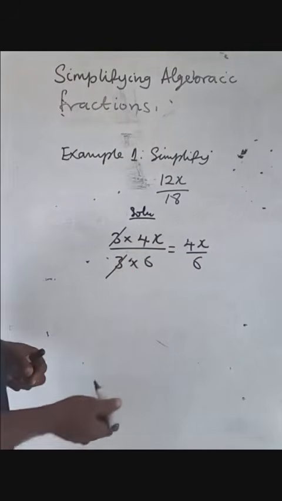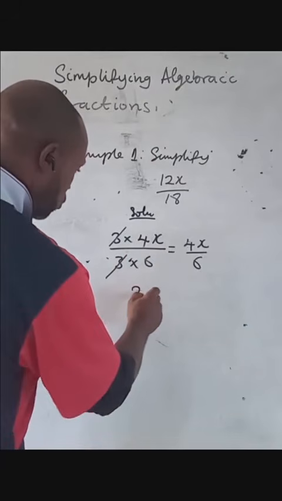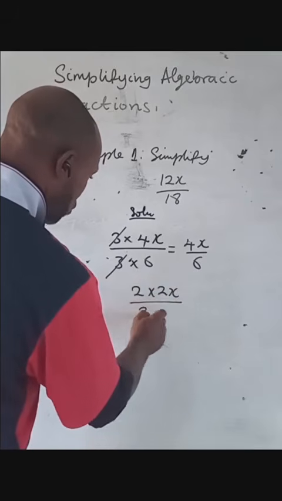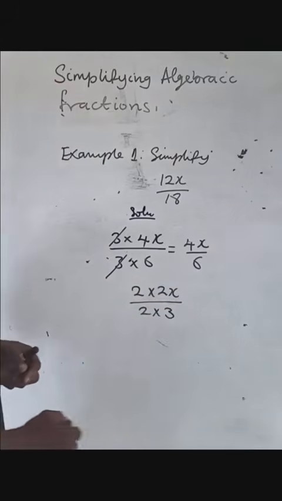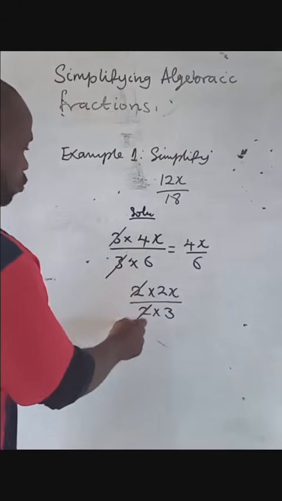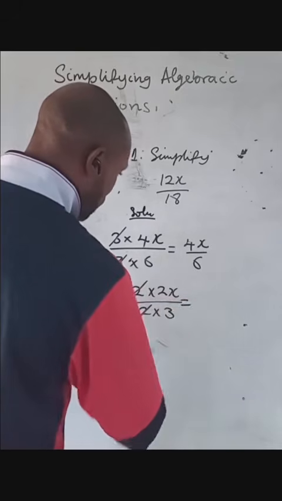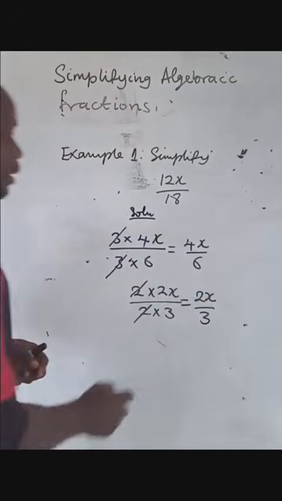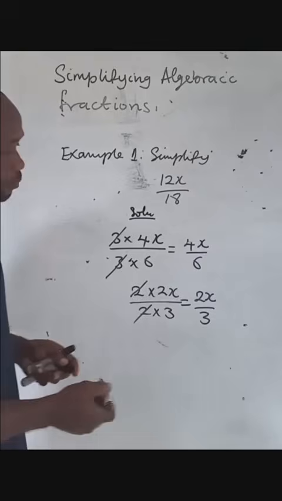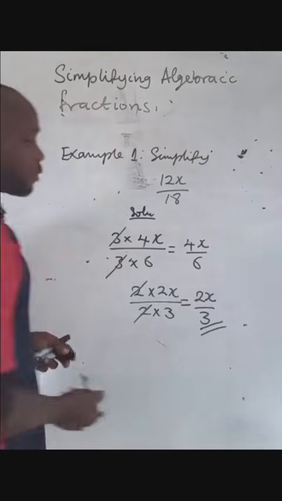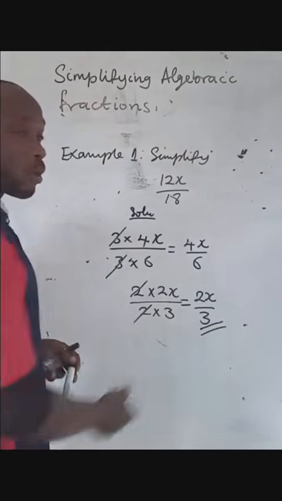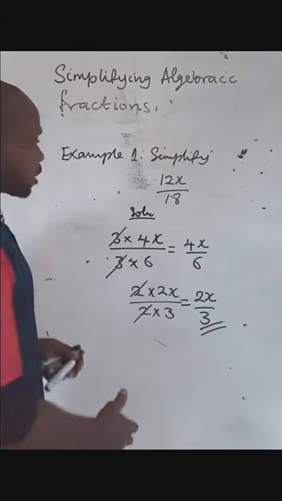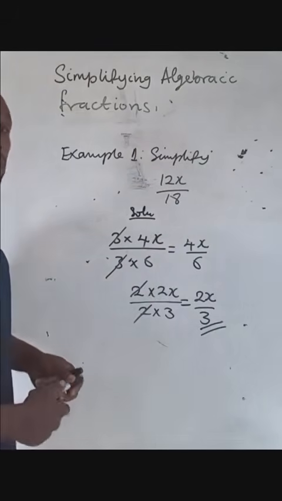We can also rewrite 4x over 6 as 2 multiplied by 2x all over 2 multiplied by 3. 2 will cancel out 2. Therefore, 2x all over 3 is the resulting expression. We cannot simplify this expression any more than this, so we leave it like that. 2x all over 3 is the simplified version of 12x over 18.